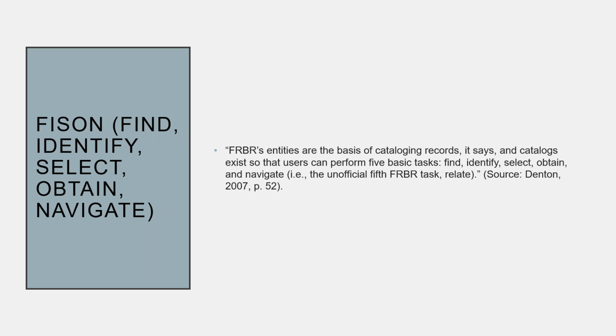IFLA's Library Reference Model, or LRM, adds E for Explore to FISO, so that it'll now be FISOE, which is find, identify, select, obtain, and explore. Explore is to discover resources using the relationships between them, and thus places the resources in a context. And that's from the IFLA Library Reference Model, a conceptual model for bibliographic information.